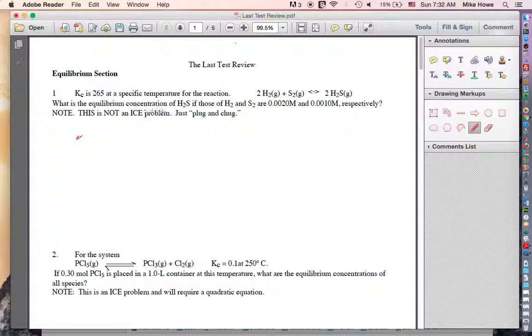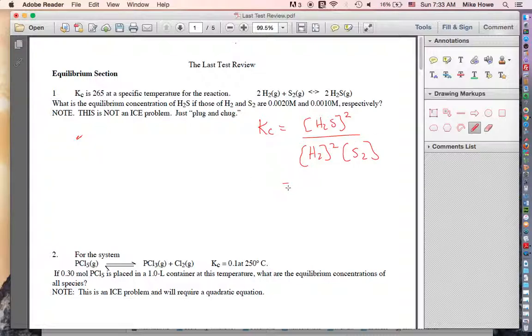Since it says these are equilibrium concentrations, then this is not an ICE problem. This is a simple problem where we just need to set up the formula and then put in the numbers and solve for X. So let's go ahead and do that. So Kc is equal to the concentration of the H2S squared divided by the hydrogen squared times the S2.